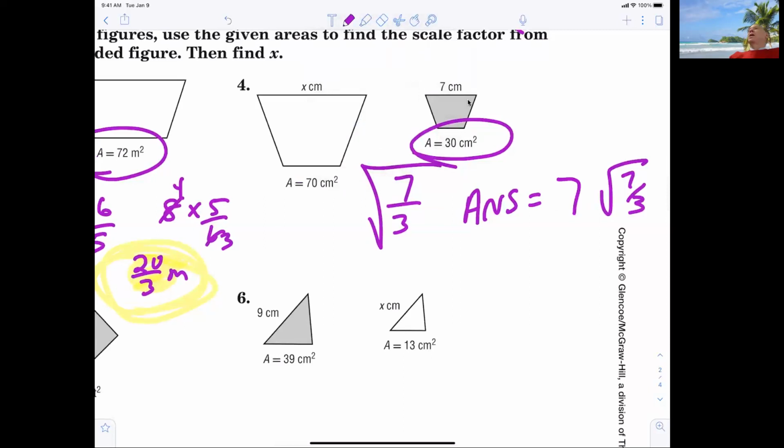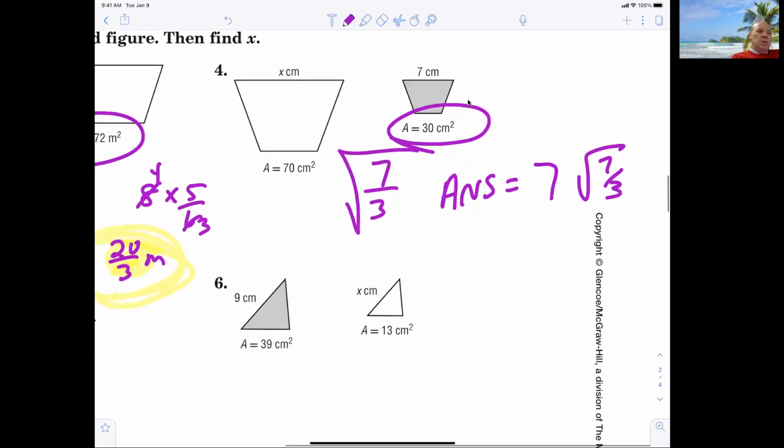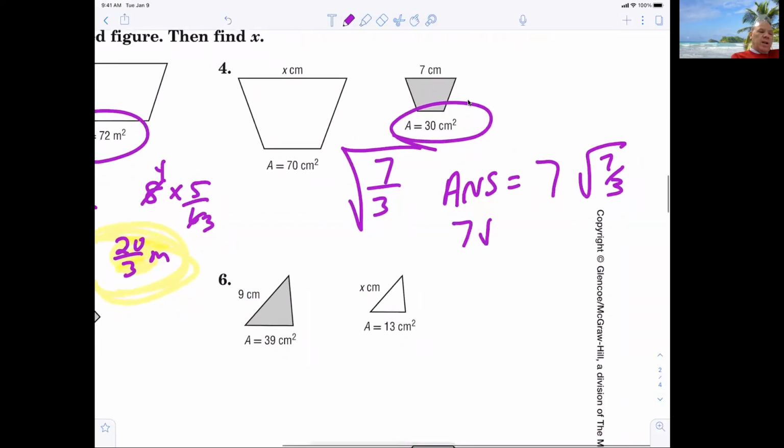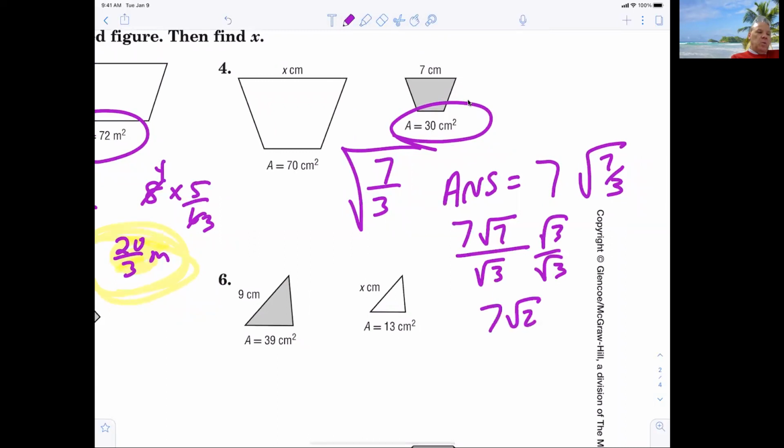All right. Now, let's say we're taking a test. You weren't allowed a calculator. Then the answer would be 7 radical 7 over radical 3, right? Well, you're not allowed to have radicals in the denominator, so you have to do what? Multiply by radical 3. So the answer is 7 radical 21 over 3. Everybody with me on that?